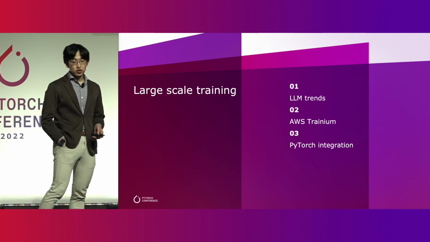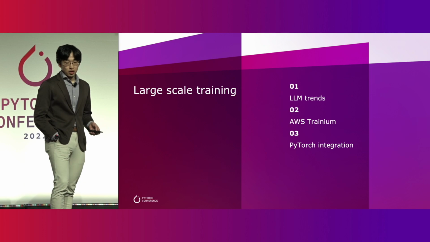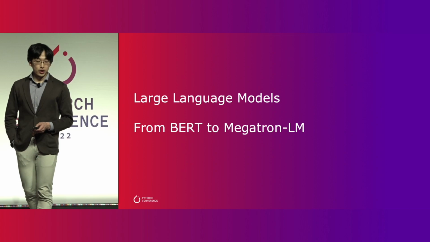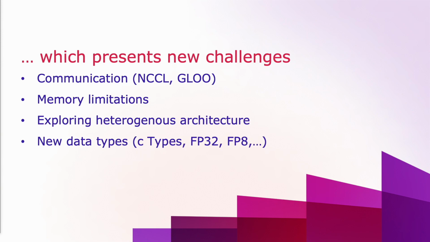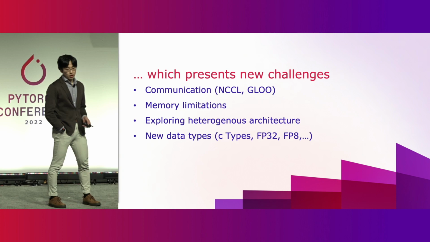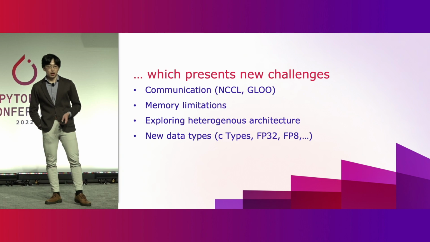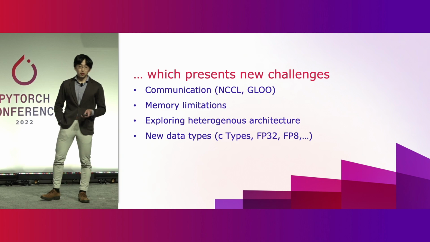But before jumping to that, let me briefly talk about LLM trends. First up is large language model trends. As all of you have already seen in the sessions or at NeurIPS, the number of parameters of machine learning models has been ever increasing over time, especially in recent years. This presents new challenges in communication through NCCL or GPUs, we need to tackle memory limitations, and we need to explore heterogeneous architectures, which raises the need to support different data types.